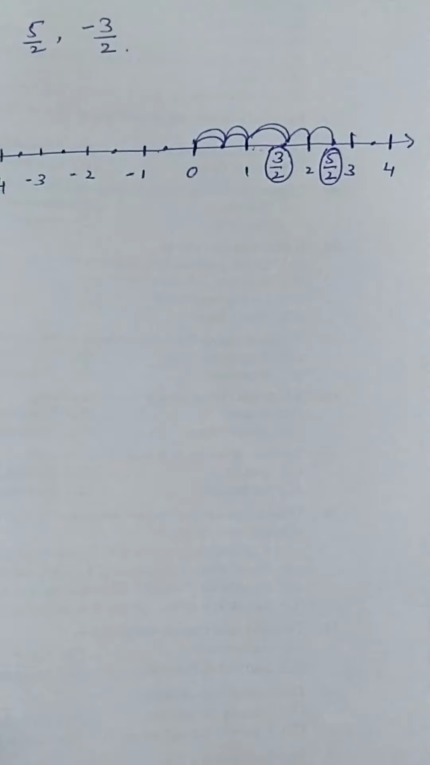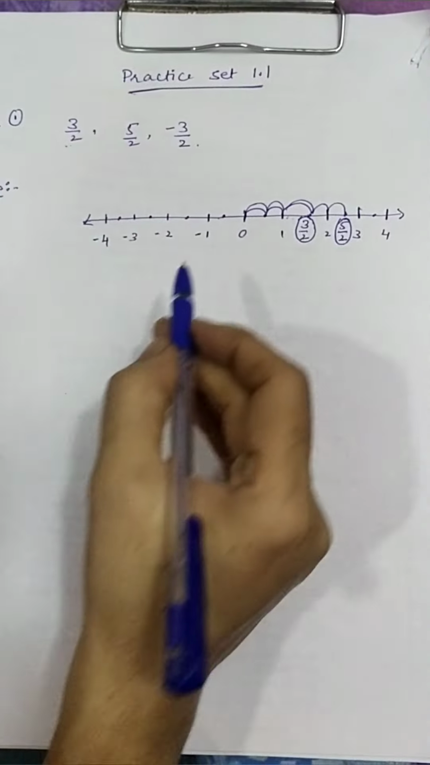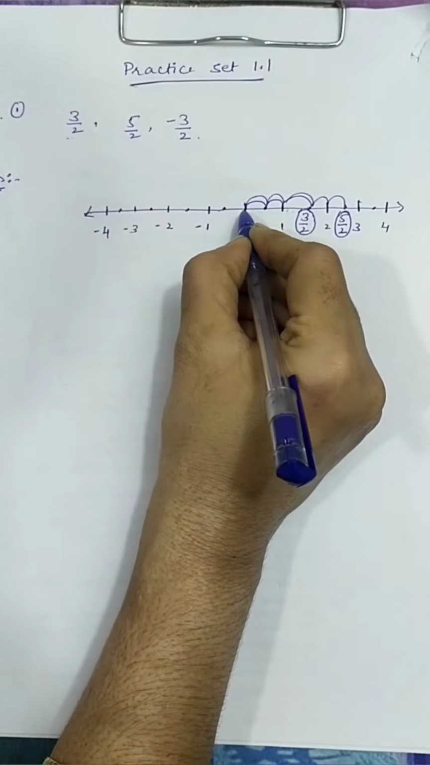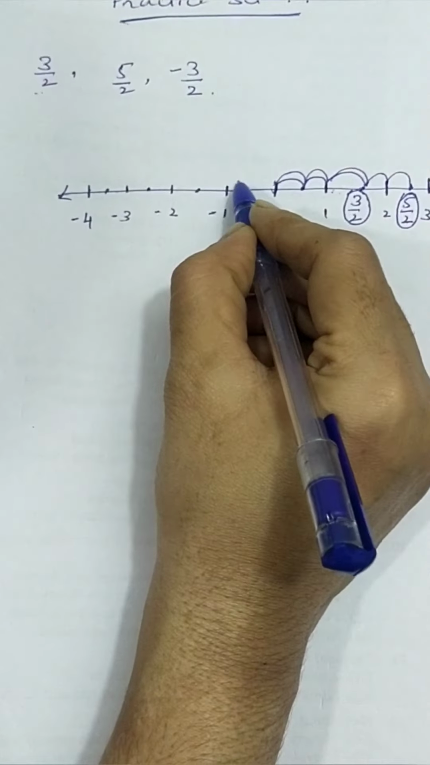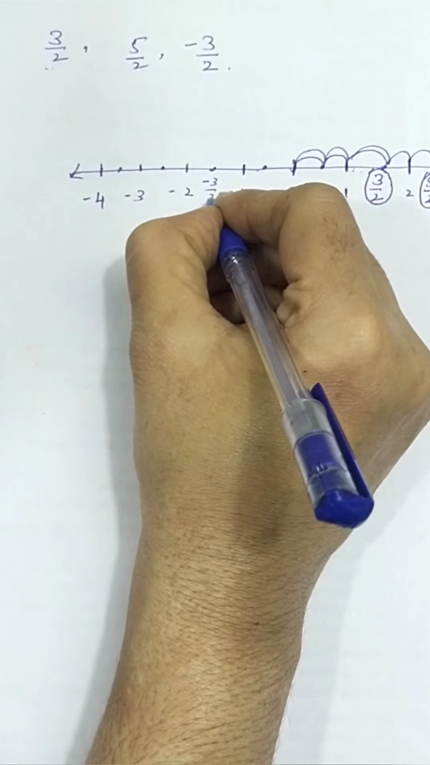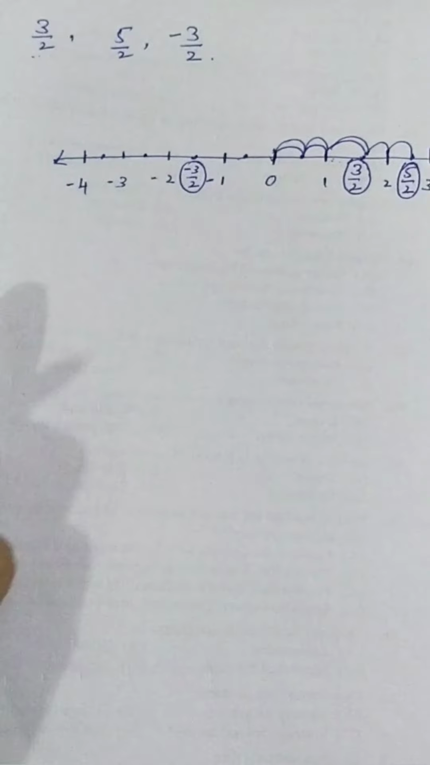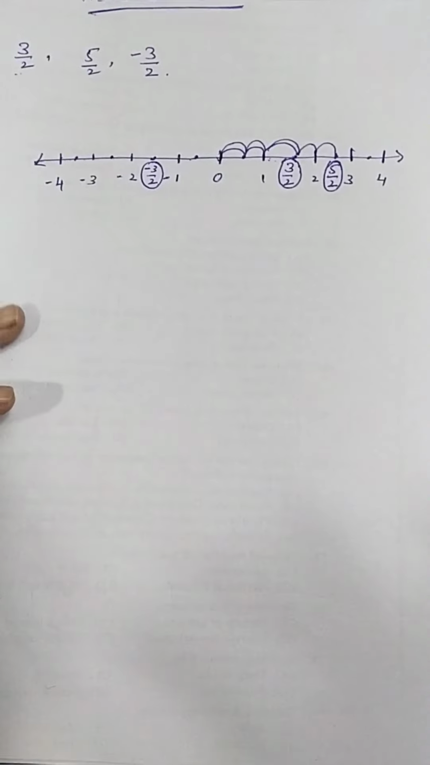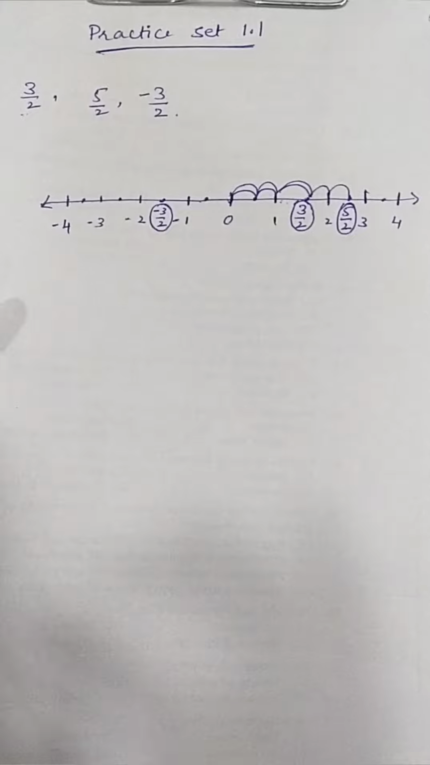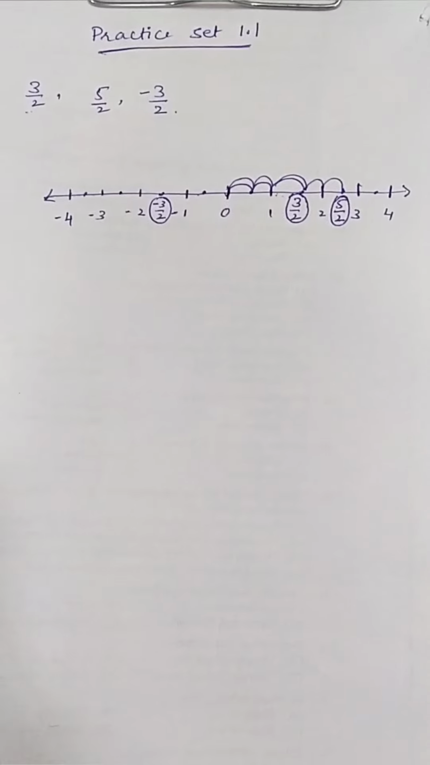Next is -3/2. Where will -3 come? Before 0, on the left hand side. So from here we will take 1, 2, 3. So -3/2 will be here. So we have shown the rational numbers on a number line. This is how we have to solve it. This is practice set 1.1.